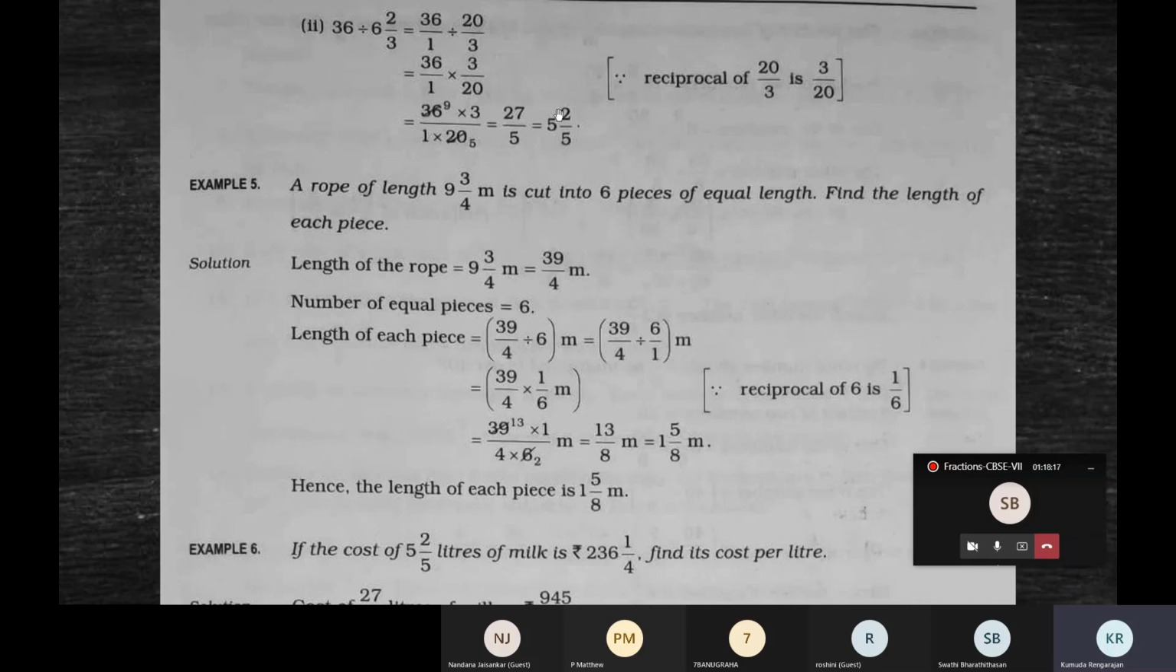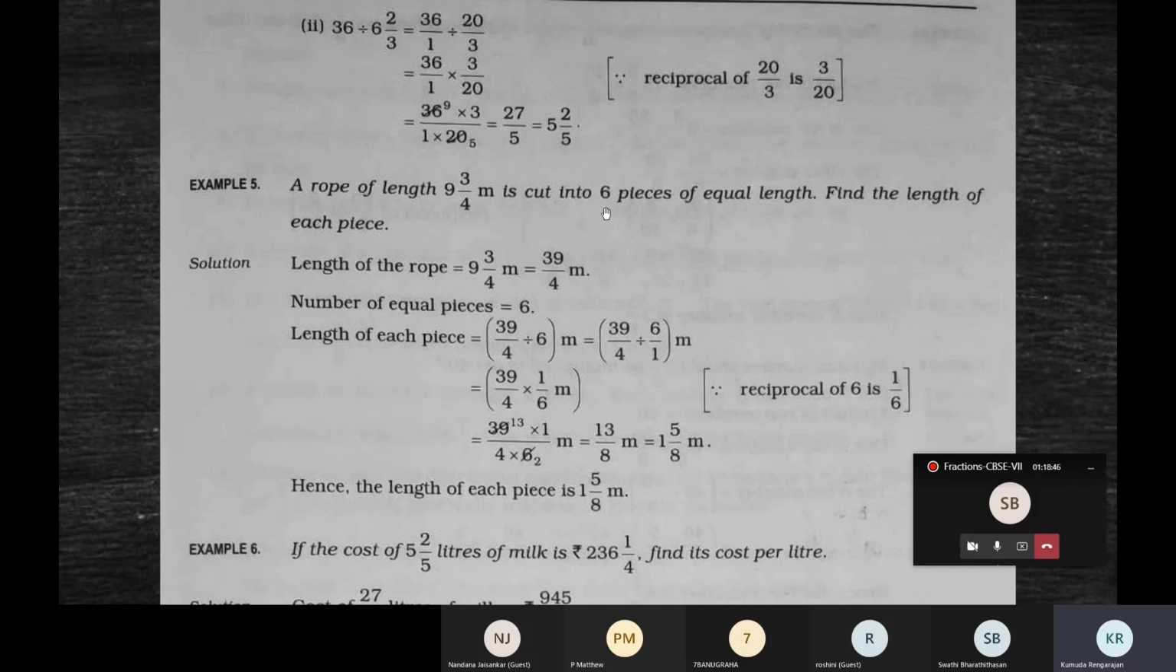The same is the situation here. Like we have a rope which is 21 meters long, here the length of the rope is 9 3/4 meters. We wanted to make 7 equal pieces. Here they want to cut it into 6 pieces of equal length. Find the length of each piece. So the situation is division. You need to divide 9 3/4 by 6.